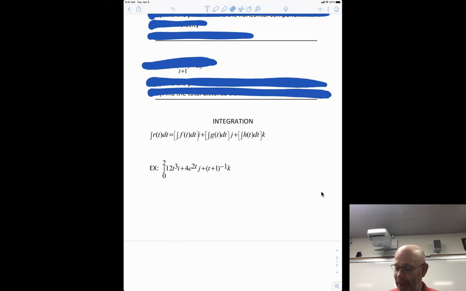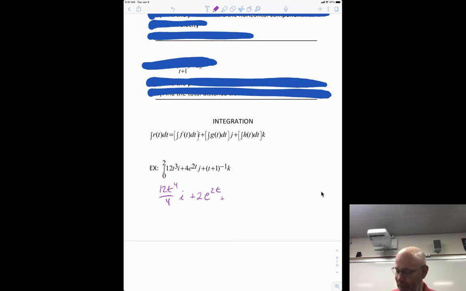So if I'm going to integrate this thing, the first term is 12t cubed. So we're going to integrate that. It will be 12t to the fourth. I'll write it out this way: 12t to the fourth over 4 i. And then we've got 4e to the 2t. The integral of e to the 2t is going to be e to the 2t divided by 2. So when I take that 4 and throw that in there, 4 divided by 2 would be the 2.